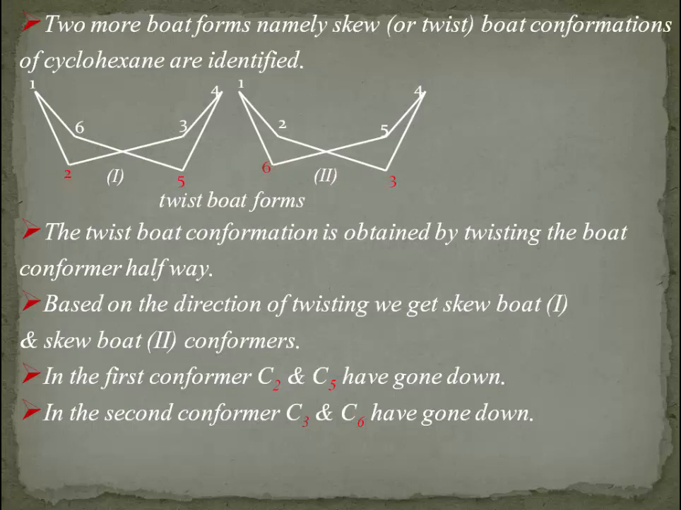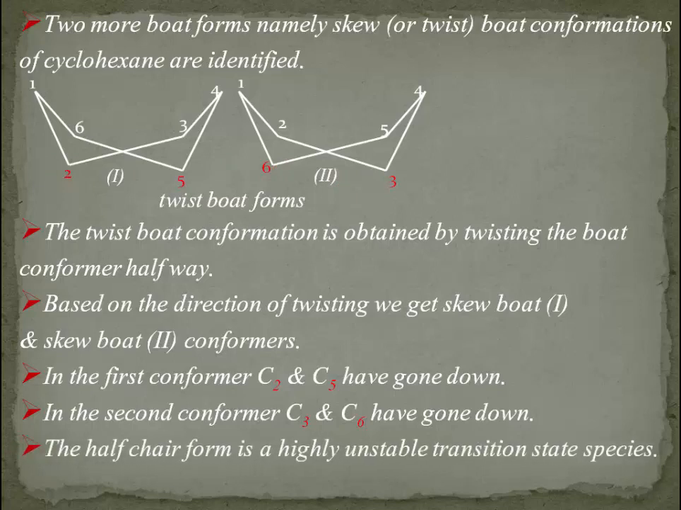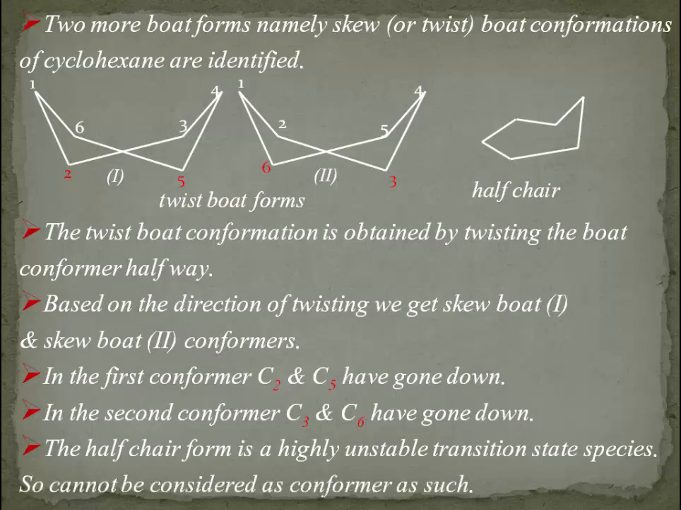The half chair form is a highly unstable transition state species. Let us see the half chair conformation. This half chair form is a highly unstable transition state species, so it cannot be considered as a conformer as such.